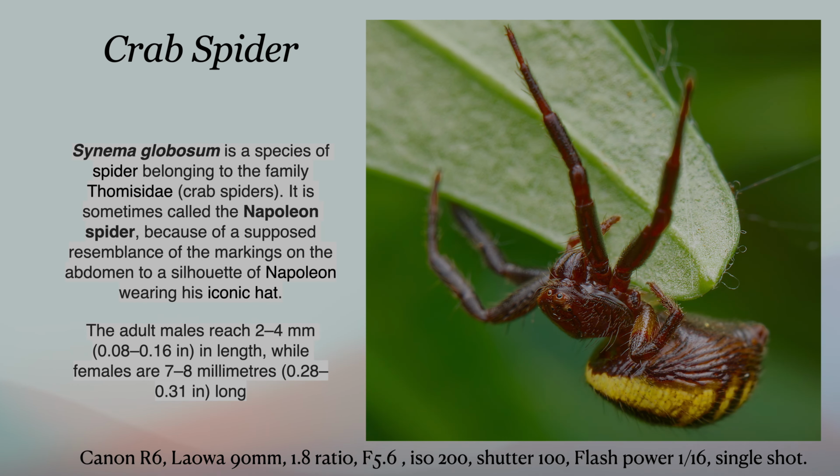Now this is an interesting spider, called a little crab spider, as you can see. But look at the size of it, it's only like 2 to 4 millimeters. So I did focus on the eyes, obviously, and they were sharp enough, so I'm happy with that.